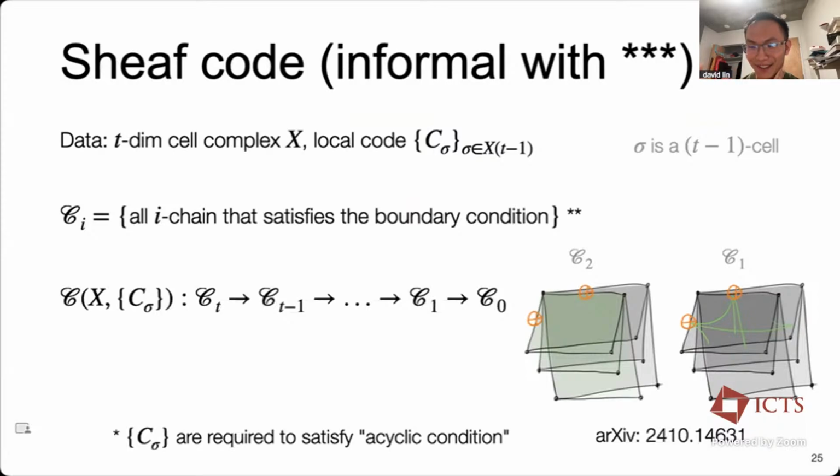But as I say, there are a bunch of asterisks, so let me say a few words. One of them is that it's not the case that you just take any local codes. There are actually some crazy conditions on them. Roughly speaking, they are some exact sequence conditions, also known as acyclic conditions. You can find more in the paper.